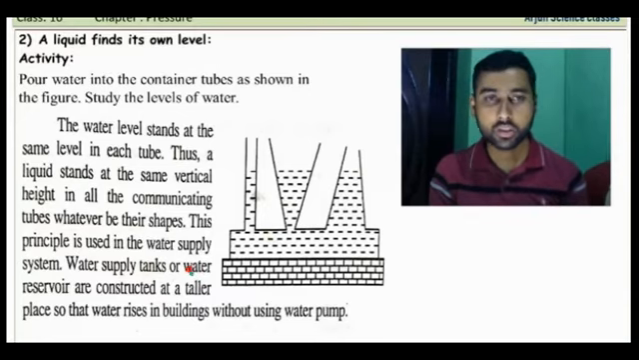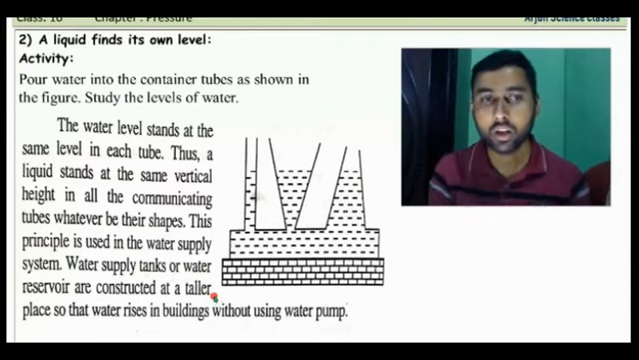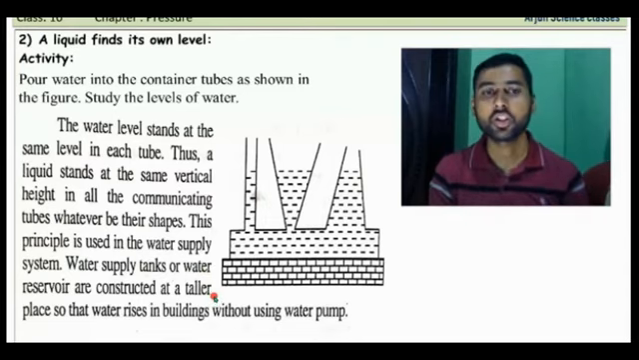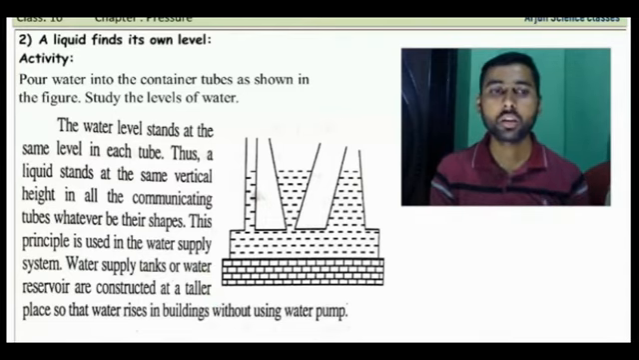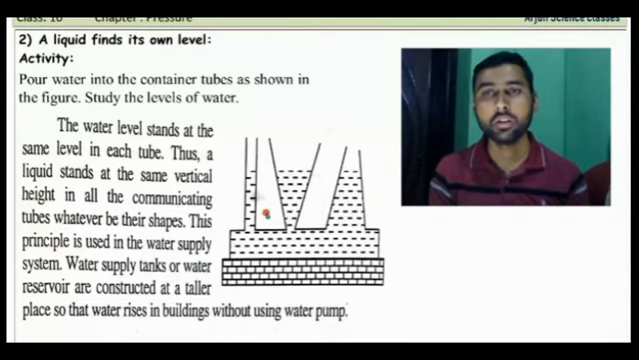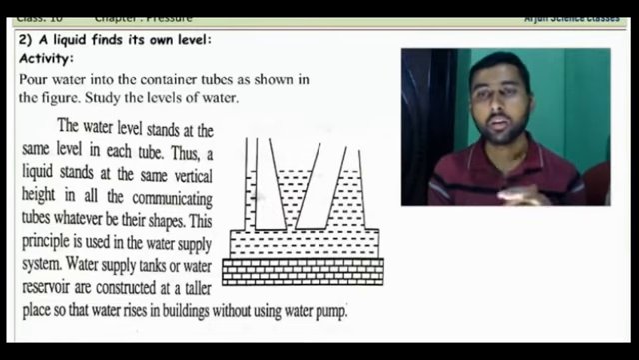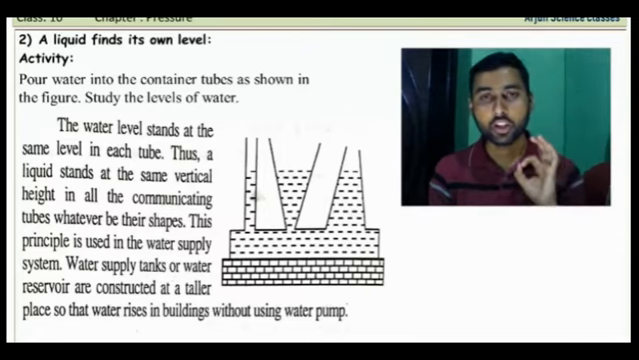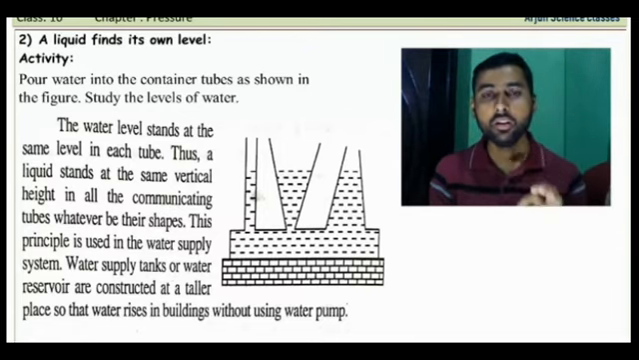This principle is used in the water supply system. A water supply tank or water reservoir is constructed at a taller place so that water rises in buildings without using a water pump. Simply, liquid finds its own level, and it does not depend on the shape of the container.